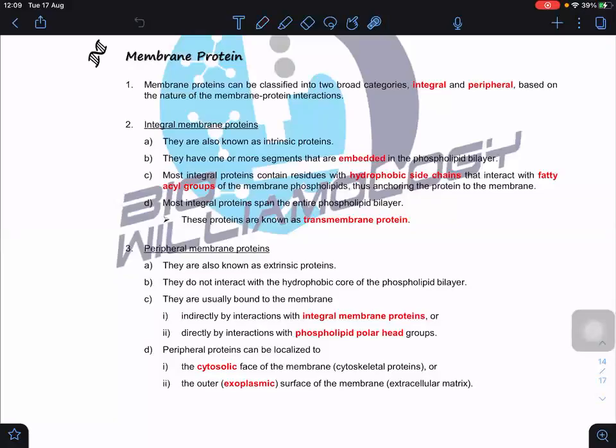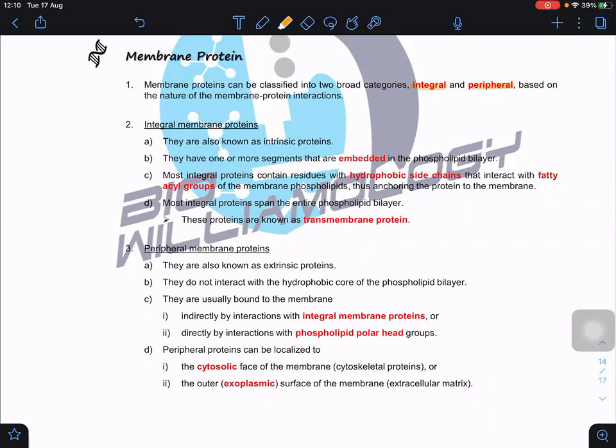Okay, so let's look at these membrane proteins. Membrane proteins we can classify into two very big groups, which are integral and peripheral. Integral means that part of the membrane protein is actually embedded in the phospholipid bilayer. So it means that they must have a certain part of the protein which is hydrophobic.